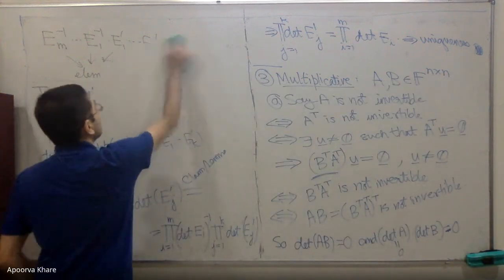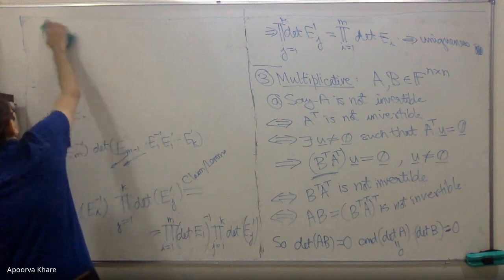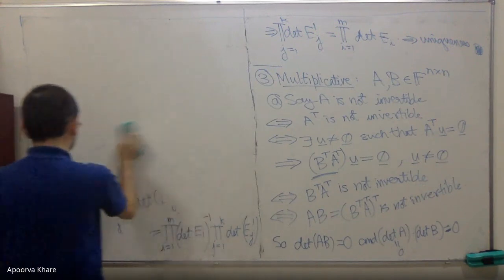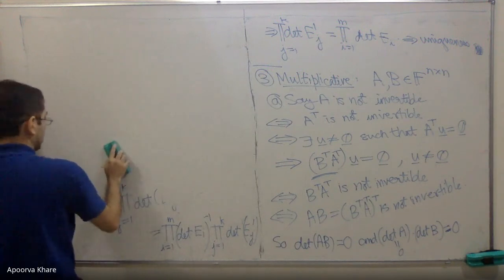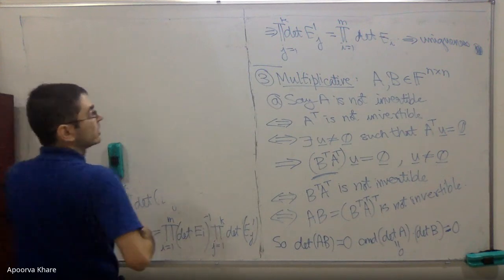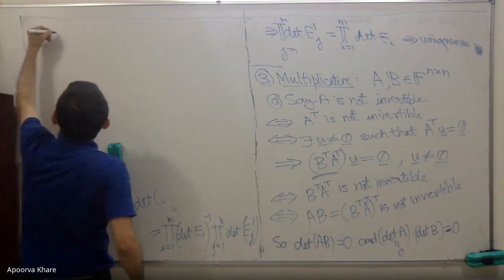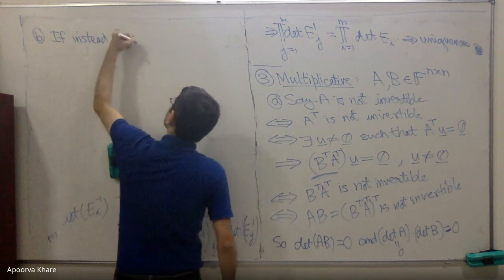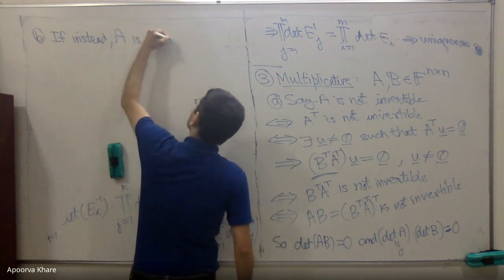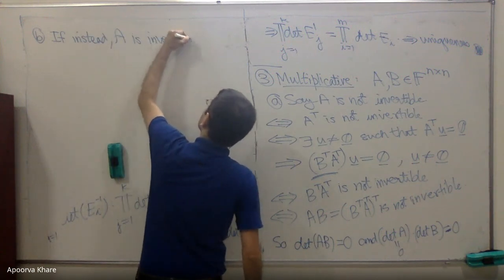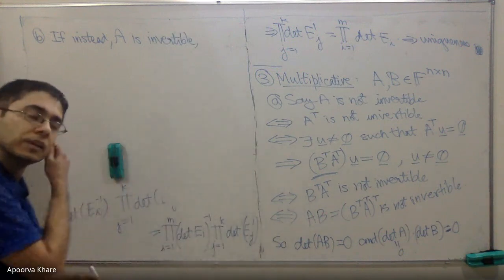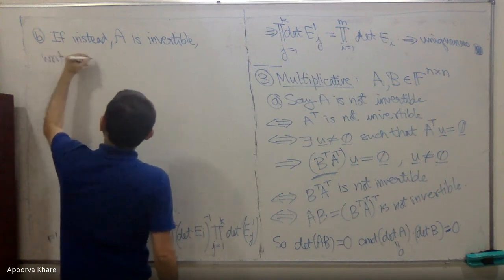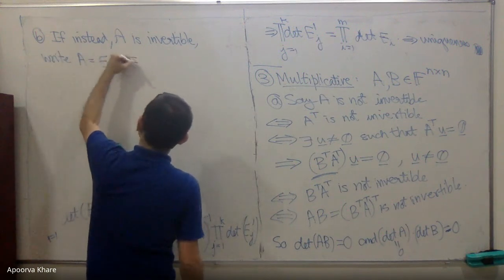Instead, now suppose A is invertible. And then the argument is already done like 3 times in this proof of this theorem. If instead A is invertible, then you will do the same thing. Write A as a product of elementary matrices.